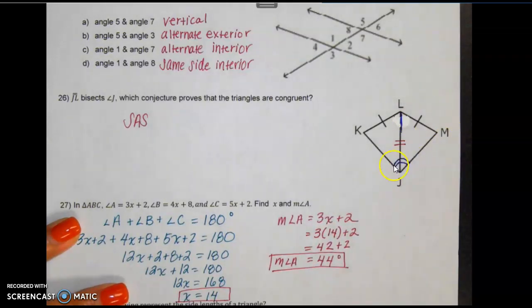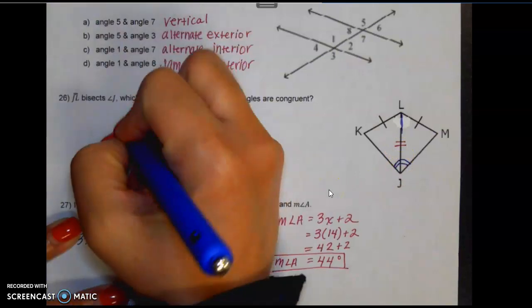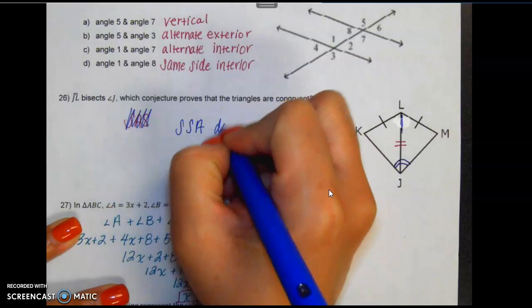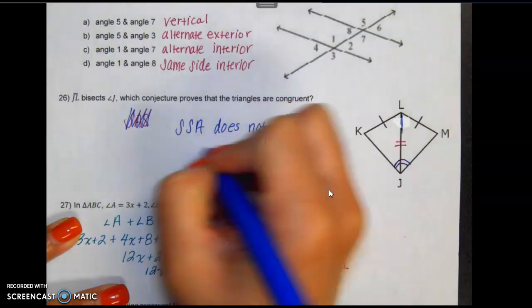All right, so now I've got 2 equal angles here. It says JL bisects angle J. Well, that gives me a side and an angle. Now, side, angle does not prove congruence.